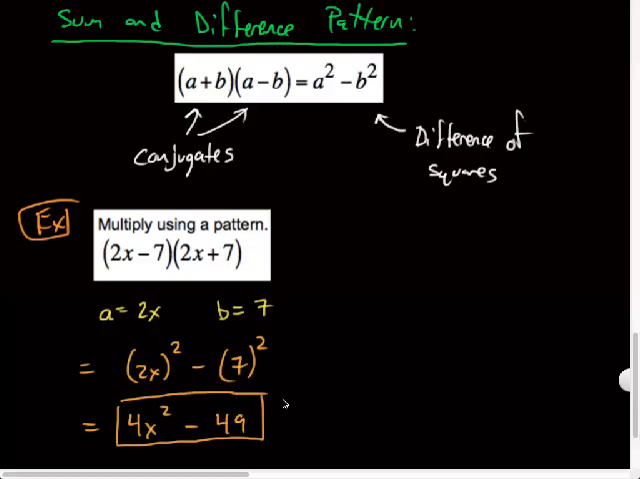The significant thing about the sum and difference pattern is that when I multiply them out, if I was to FOIL this, the middle terms, the O and I in FOIL, would have canceled each other out. Because notice the outside would have given me 14x, the inside would have given me negative 14x, and they canceled out. That's why there's no middle term here, and I just end up with a binomial instead of a trinomial. One thing I might want to point out is that there's no such thing as a sum of squares pattern. A squared plus b squared cannot be reduced into the product of two polynomials like that.